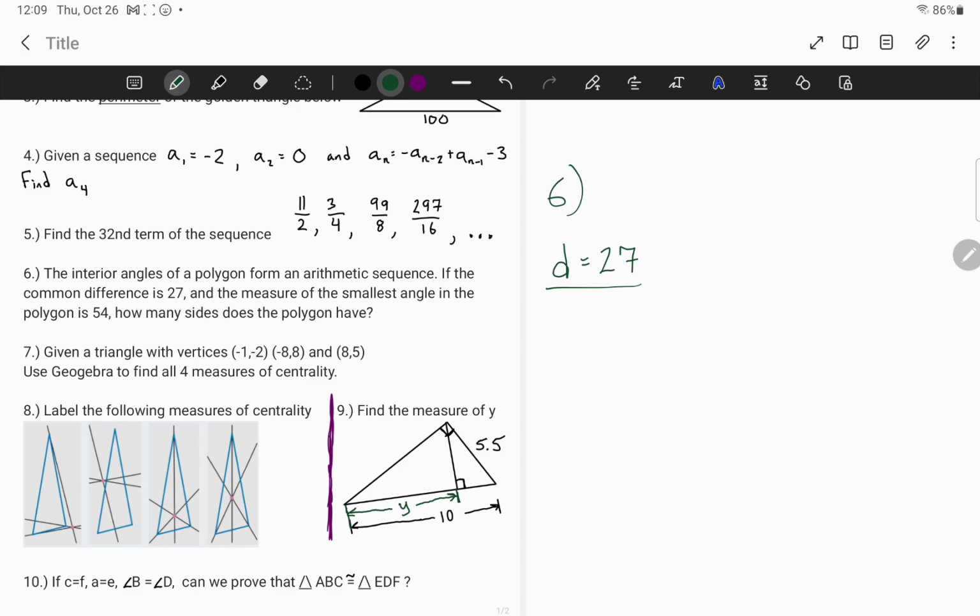So if we think about a sequence of these angles, like it describes in the beginning there, we can say our first angle is 54 degrees, and then our next angle is going to be, so it says a common difference is 27, so we've got 54 plus 27, and then we've got 54 plus 27 plus 27. And we're trying to figure out how many times we need to add that 27 in order to get something reasonable for a total.